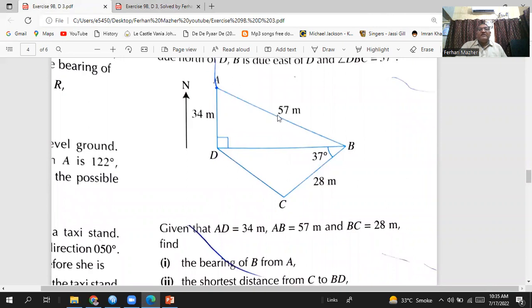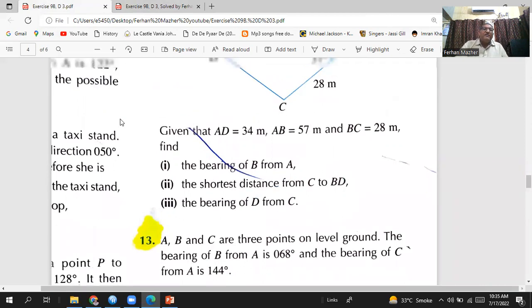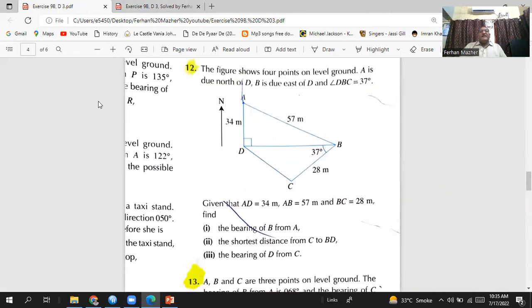This is 34 meters, this is 57 meters, this is 28 meters, this angle is 90. Given that AD is 34 meters, AB is 57 meters and BC is 28 meters, find the bearing of B from A. So I want to find this angle. Prolong this north line, and I want to find this angle. This is the bearing from north, going clockwise to the AB line. That will be the bearing of B from A.